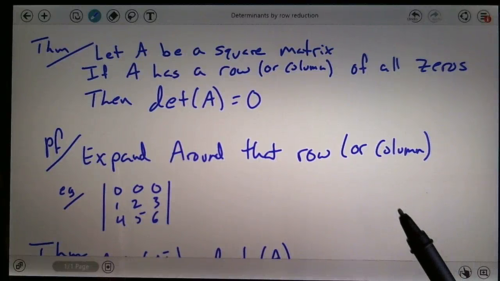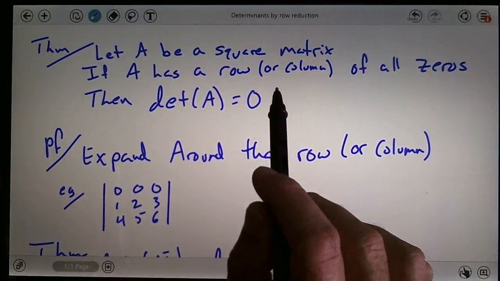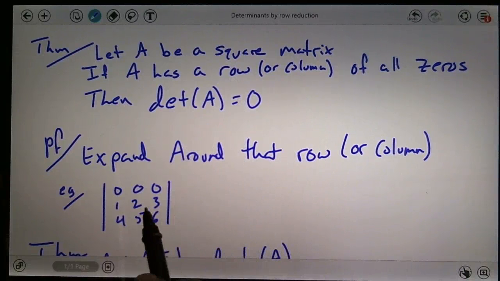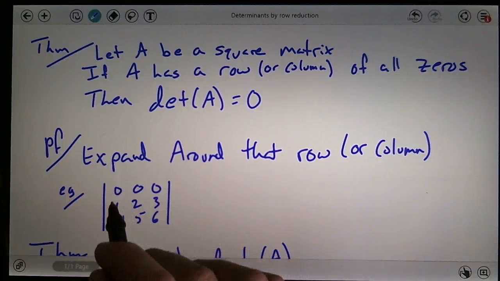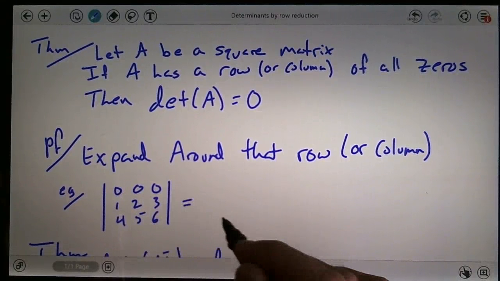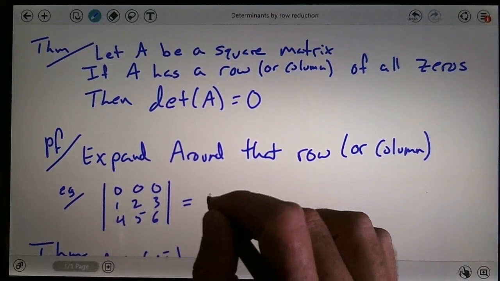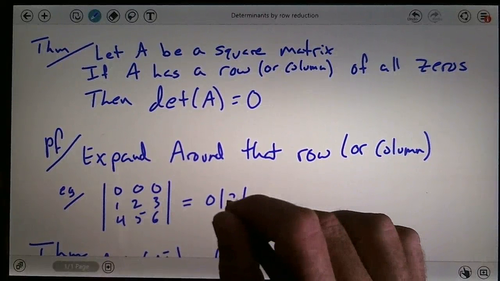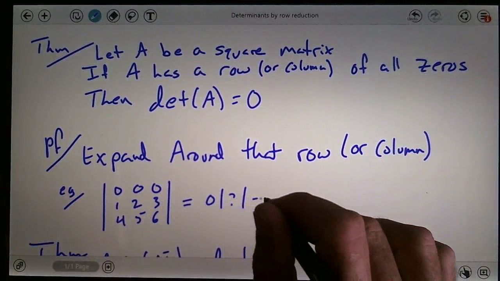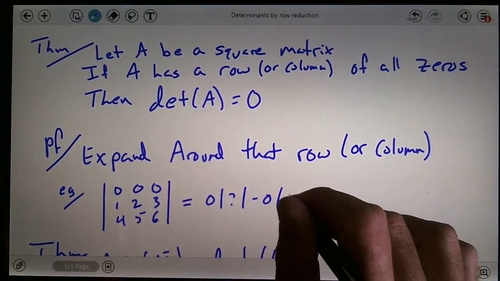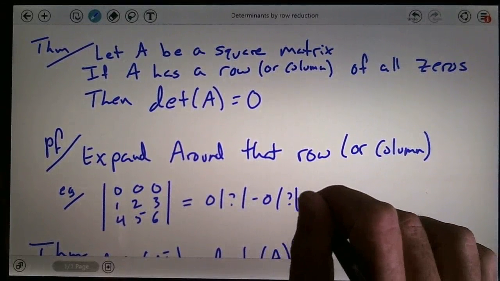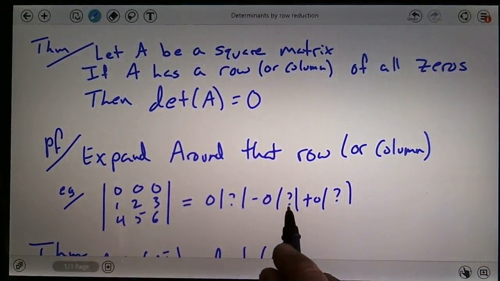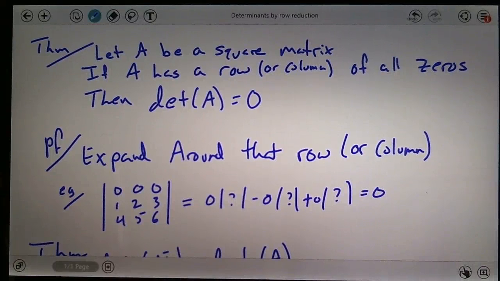And that's pretty easy to see because that row or column, just choose that row to be the one you expand around. Right? So for instance here, I've got this one, and the determinant would look like, I'm going to expand across the first row here. 0 times some minor, or cofactor, I guess, minus 0 times another subdeterminant plus 0 times another subdeterminant. I'm putting question marks in there, not that I don't know what goes in there, but just that I don't care because I'm multiplying by 0. The whole result's going to be 0, right?